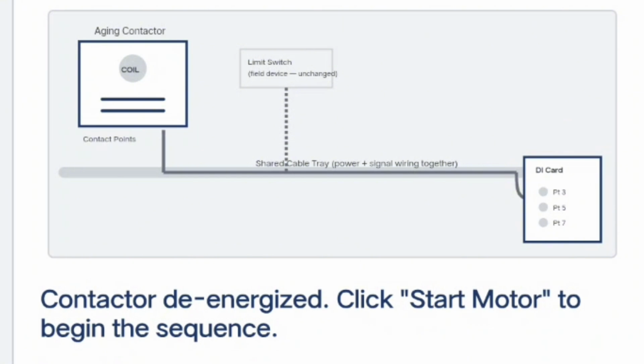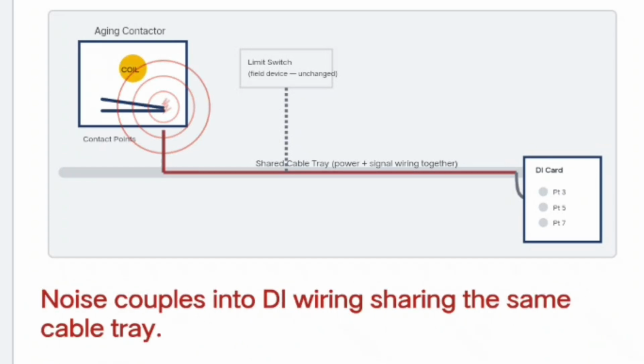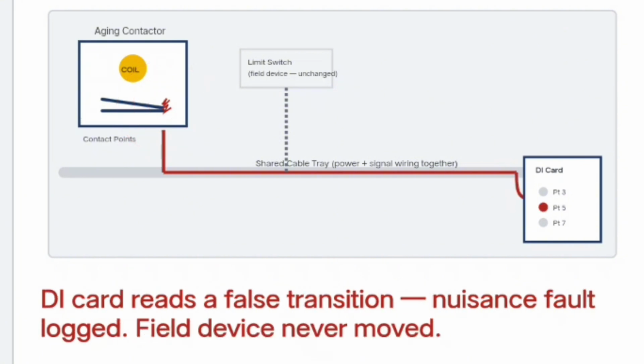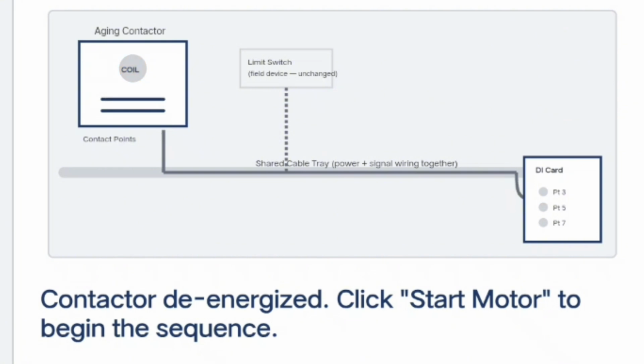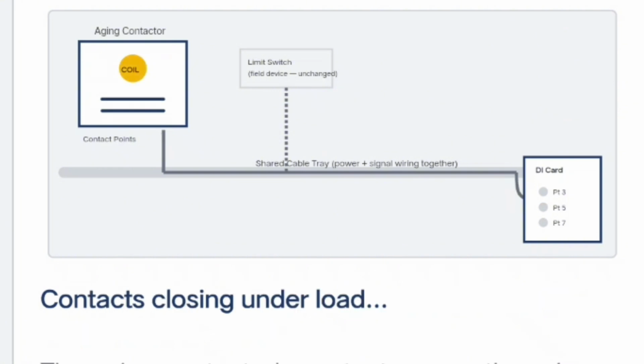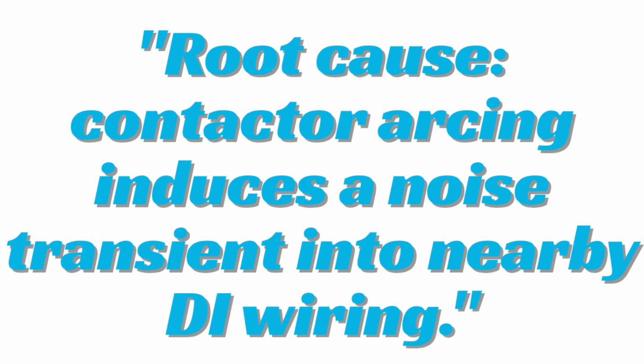Here's the mechanism. When an aging contactor closes or opens under load, there's a brief arc across the contacts. That arc throws off a fast electrical transient, a spike of electrical noise. If that noisy wiring runs in the same cable tray or conduit as your DI signal wiring, especially over any real distance in parallel, that transient can capacitively couple into the DI circuit, inducing a brief false voltage on the input line. The PLC's digital input card reads that induced spike as a real signal change. It's real electrically, just not real from the field device. The card did exactly what it's supposed to do, it just got fed bad information for a few milliseconds.